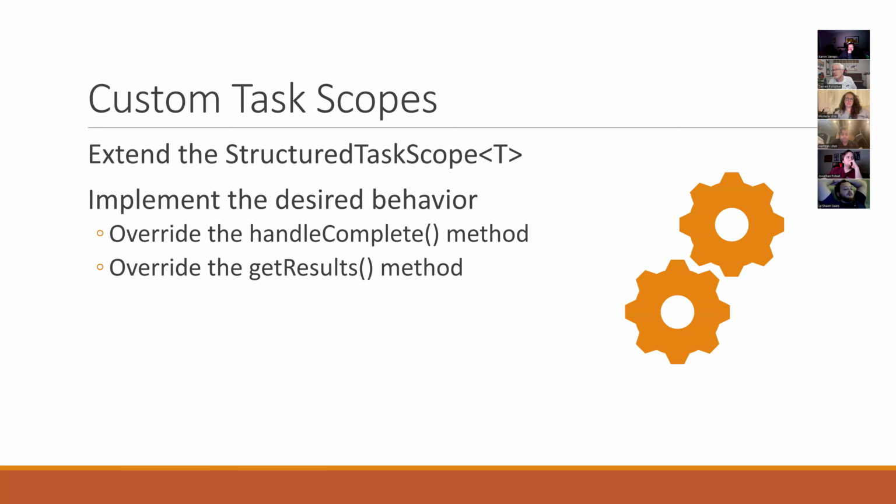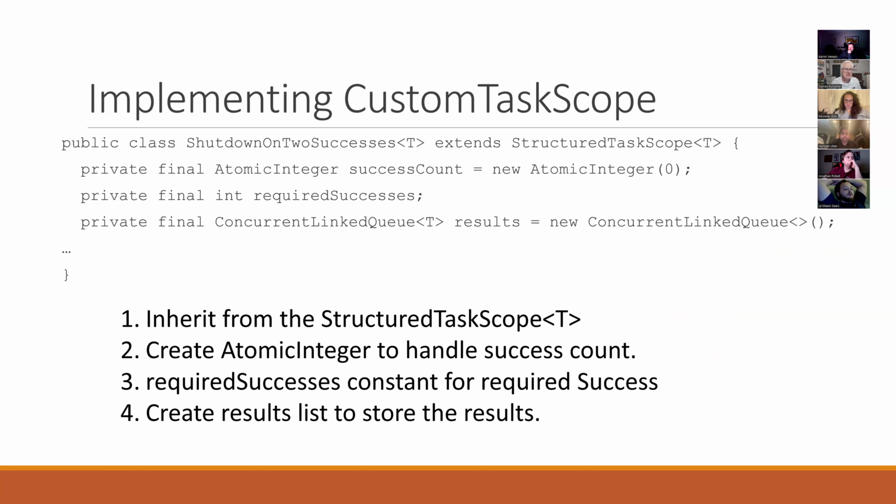So we're going to walk through an example. This is actually a pretty cool example because at first I wrote it as shut down on 2 successes, but I changed it later to shut down on n successes instead of 2. So we could pass in a parameter. If we rename this to shut down on n successes, meaning any number you want, this is me extending that structured task scope.